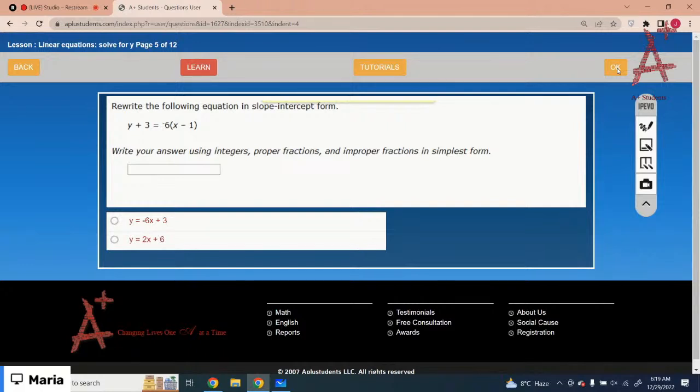It would be negative 6 and positive 6 and negative 3 is positive 3. So the first option is the correct one. Got it? The correct option is y equals negative 6x plus 3. Got it?